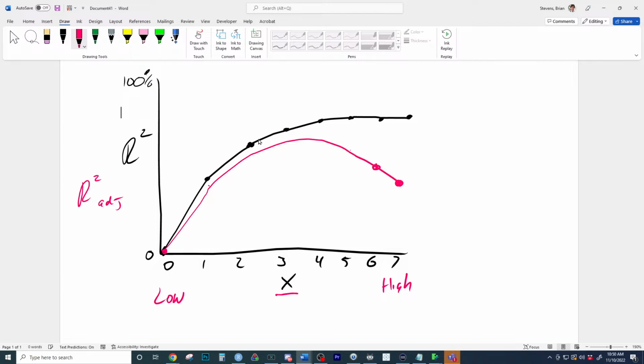What do you notice about r squared adjusted? R squared adjusted can go what? R squared adjusted is an r squared that doesn't always have to go up.